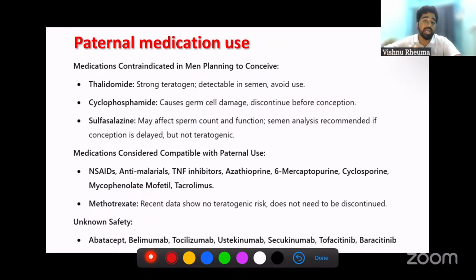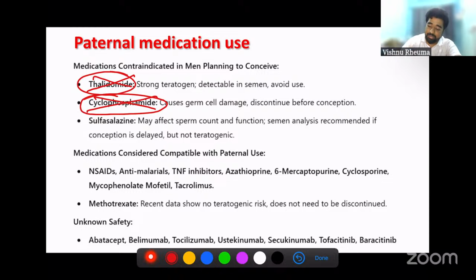Now coming to one other side of things, right? Paternal medication use. So now the patient is a male SLE patient or a male spondyloarthropathy patient. What are the main drugs that you should take care of? Three main drugs. Thalidomide, not really a rheumatological disease drug, except in some, like Behçet's. Thalidomide is used there, so you should always avoid that. Cyclophosphamide, again, is to be avoided because it causes germ cell damage. That may cause mutations and even decrease fertility.